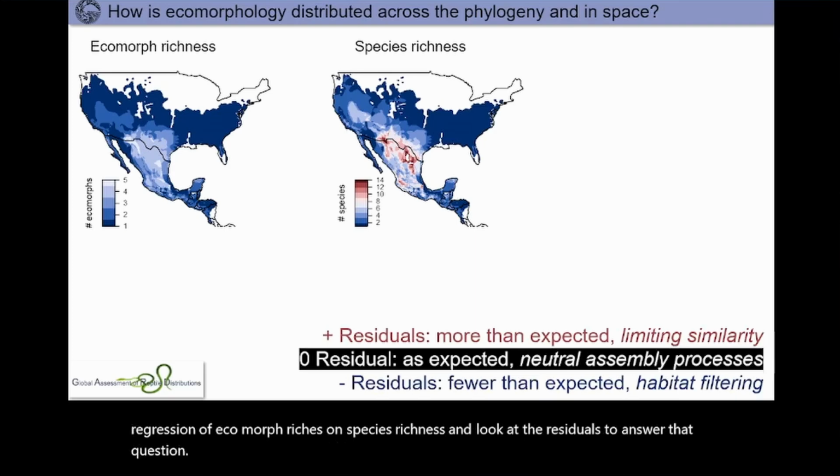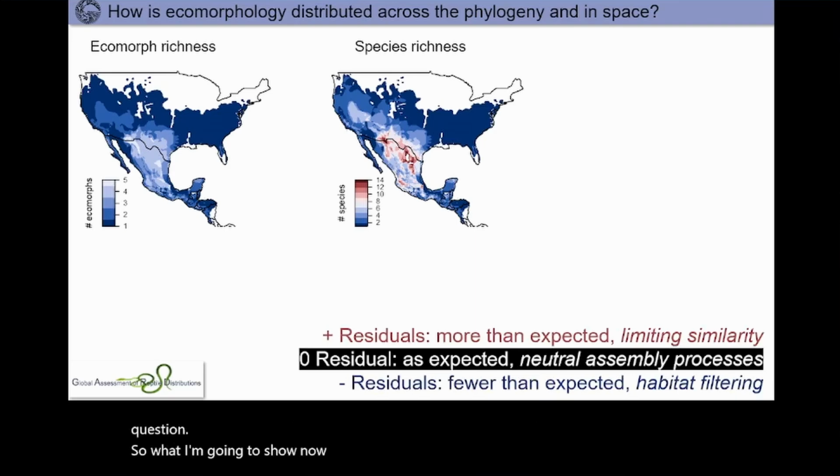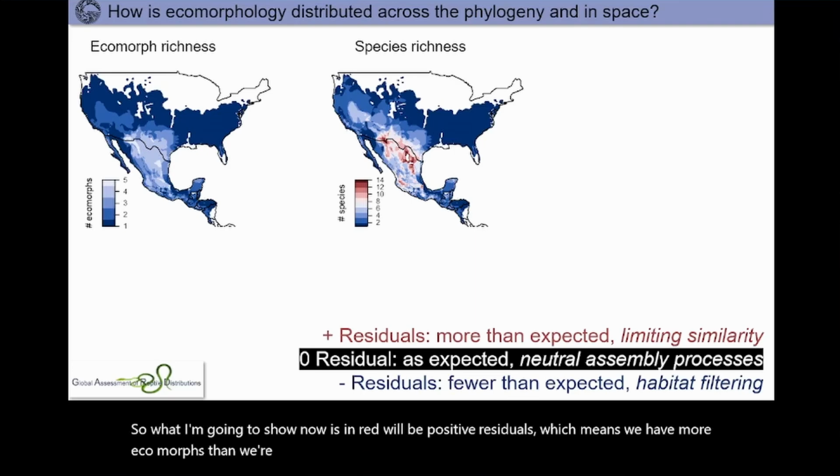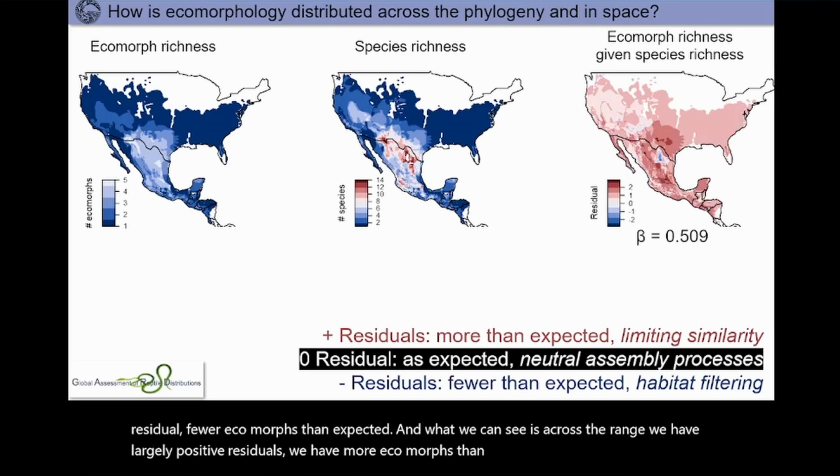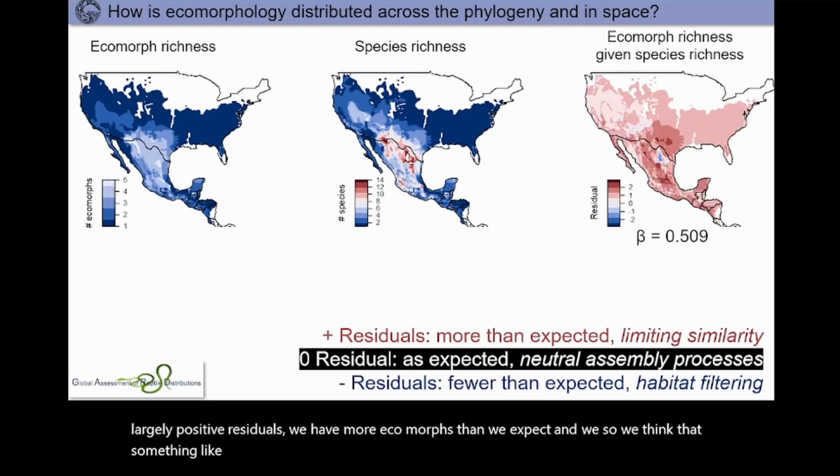So what I'm going to show now is in red will be positive residuals, which means we have more ecomorphs than we're expecting. White will be as expected, and blue will be a negative residual, fewer ecomorphs than expected. And what we can see is across the range, we have largely positive residuals. We have more ecomorphs than we expect, and so we think that something like limiting similarity might be restricting the ability of similar ecomorphs to co-occur.